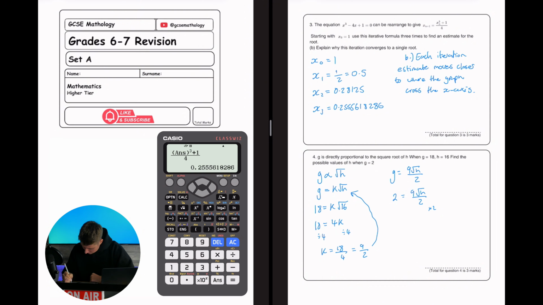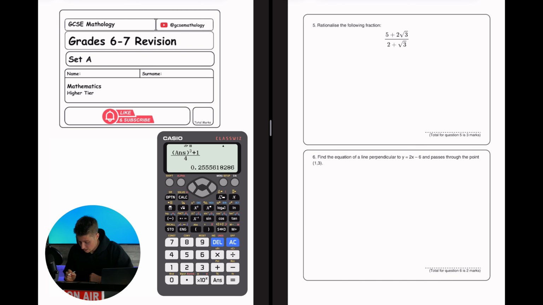Multiply both sides of the equation by 2 to get 4 equals 9 root h. Then divide both sides of the equation by 9, because this is 9 times root h. So 4 over 9 is equal to root h. And then to get rid of the square root sign, we're going to square both sides. So this is equal to 4 squared, which is 16, over 9 squared, which is 81. So that is our final answer.